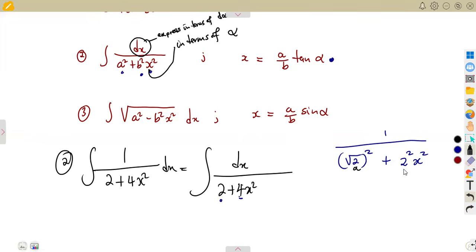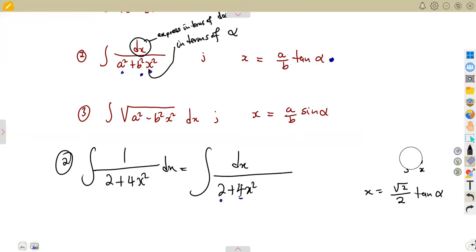So there we've got our a, our b, and our x from these terms that you're given. From the substitution, it was supposed to be a over b tan alpha. So x is supposed to be a, which is the square root of 2, over b, which is 2, then tan alpha, like that. So as long as you have presented this, you have got your x.